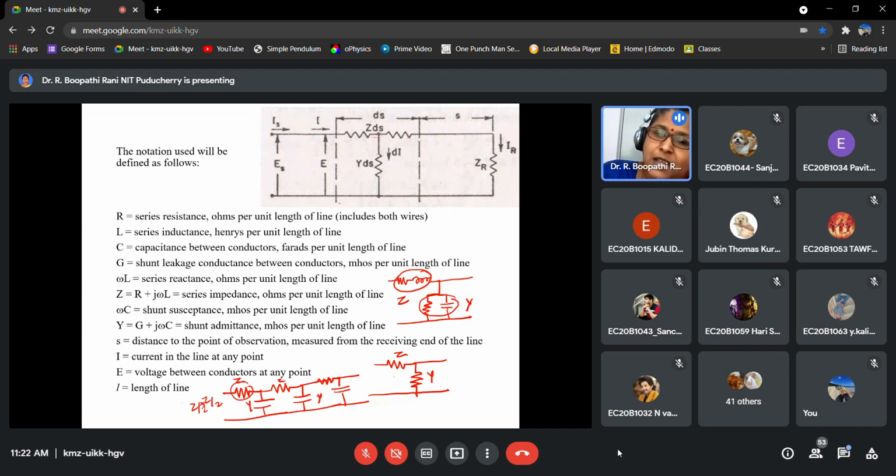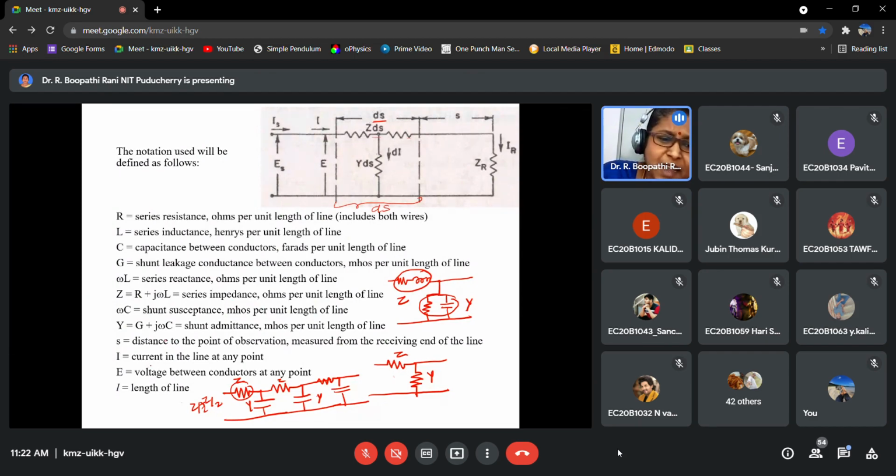We consider the circuit length. We consider the unit length distance as ds, the length of this transmission line at this point here. Then the total series impedance present will be Z ds. Total shunt admittance present for ds length is Y ds. Okay, so that is the notation given in this circuit.